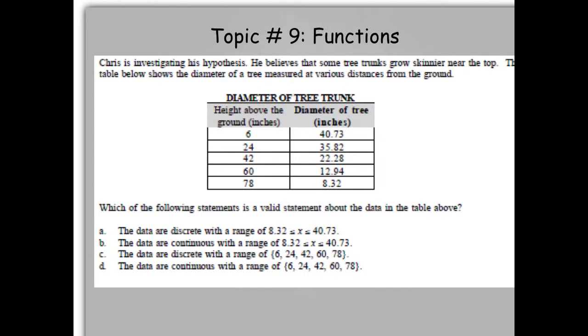Alright, if I were looking at this, I'm thinking about what our variables are. They are height above the ground in inches and diameter of the tree in inches. You can have half an inch, can't you? You can have part of an inch. So, clearly, this data is continuous. So I'm going to cross off the two that I know are incorrect. A and C, not discrete. It's continuous. Okay, so the question is, what is the range?